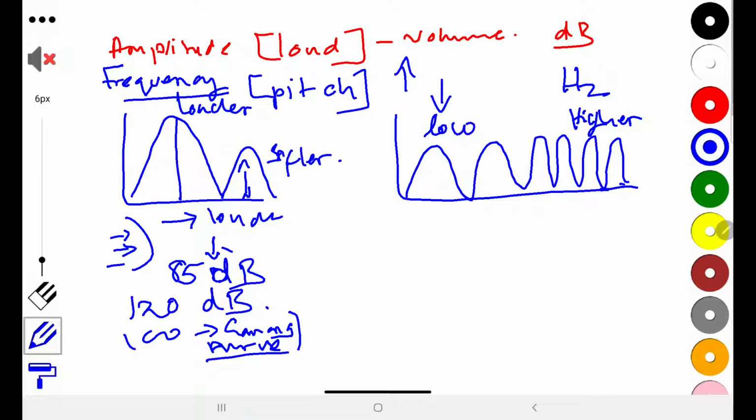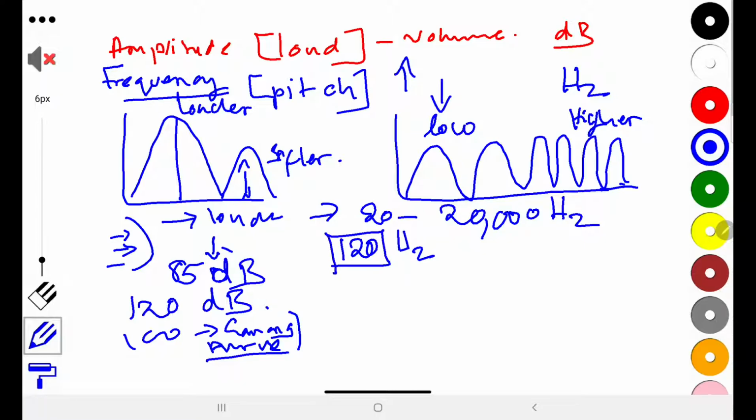In terms of pitch, you find that human hearing ranges from 20 to 20,000 hertz, and the average for female is 20 hertz. Rather, 20 hertz is actually for males. For females, about 250 is higher. All right, the high frequency.